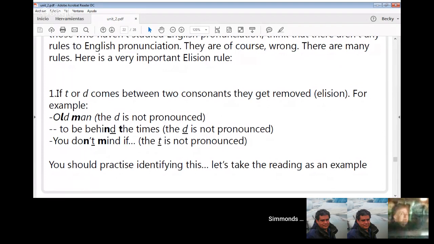So, rule number 1, if T or D comes between 2 consonants, they get removed. Okay, so for example, old man, the D is not pronounced. Now, I pronounce these now just because people can understand me a bit more.